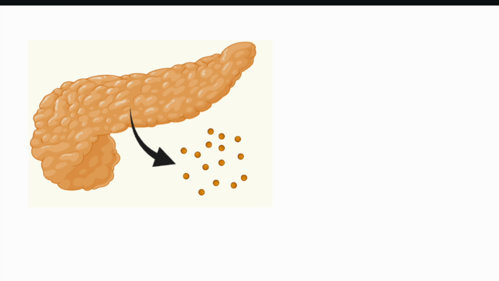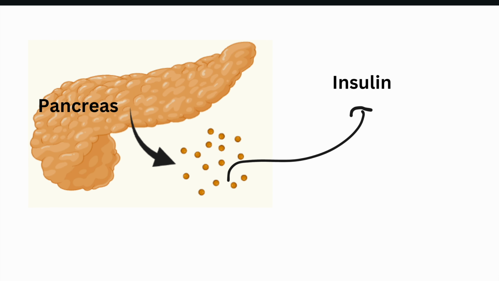All right, hello everybody. Today we're going to be talking about cloning and restriction enzymes. All right, so this is an organ and it's called the pancreas, and it produces something called insulin. Now, insulin is really important because it is a hormone that gathers sugar in your blood.